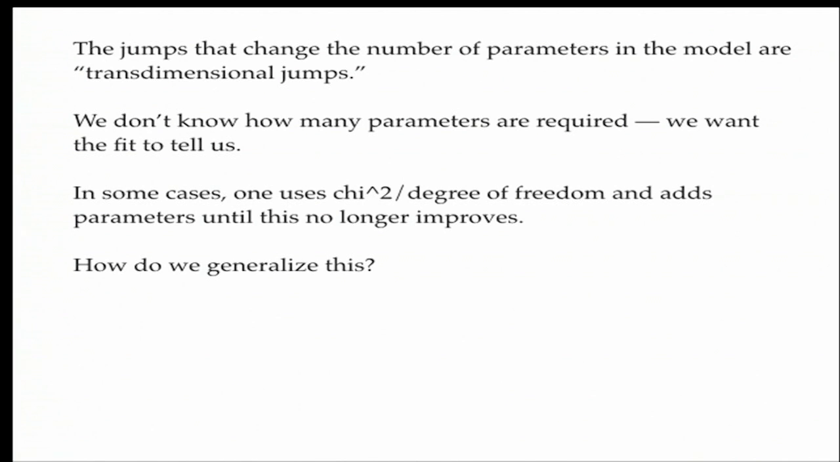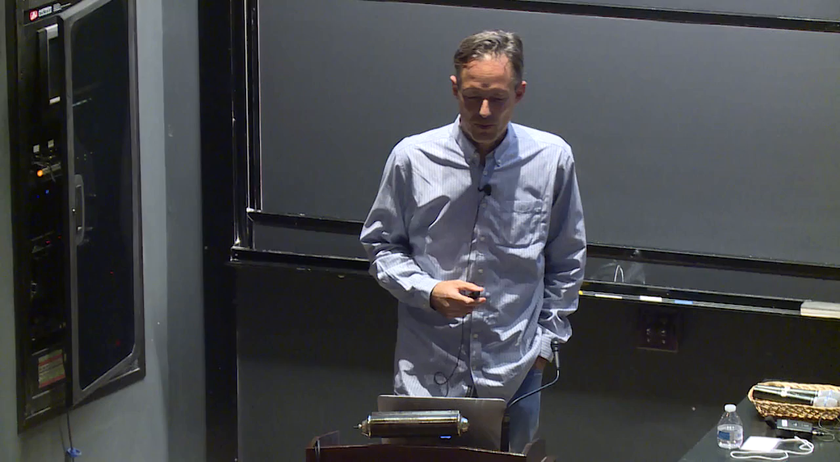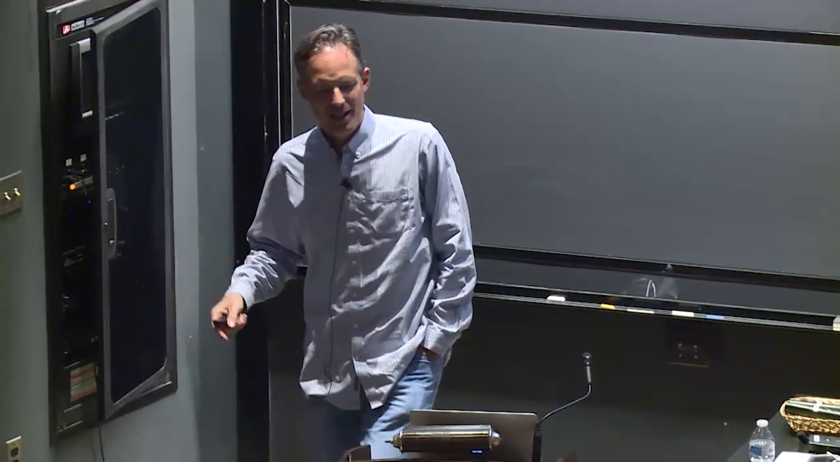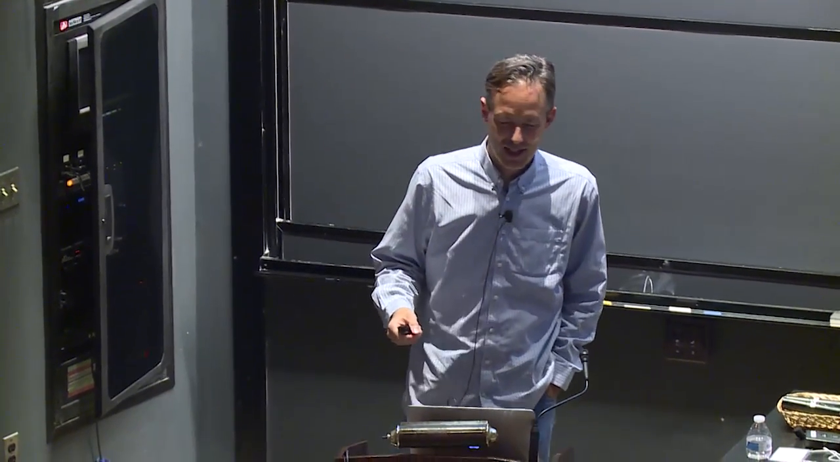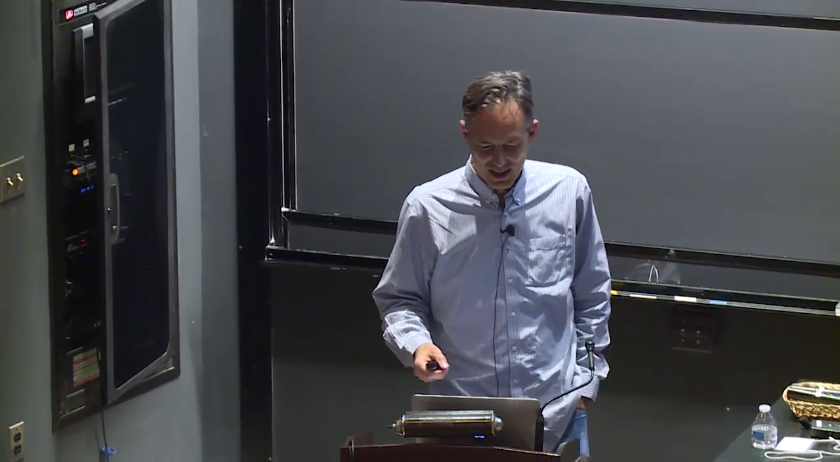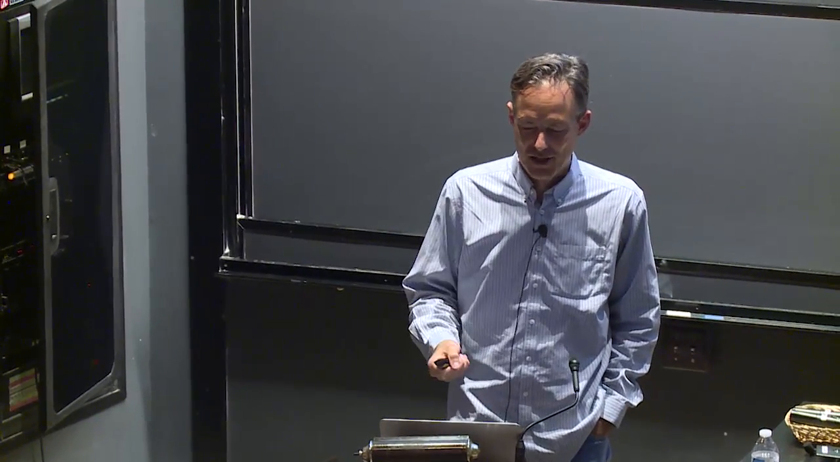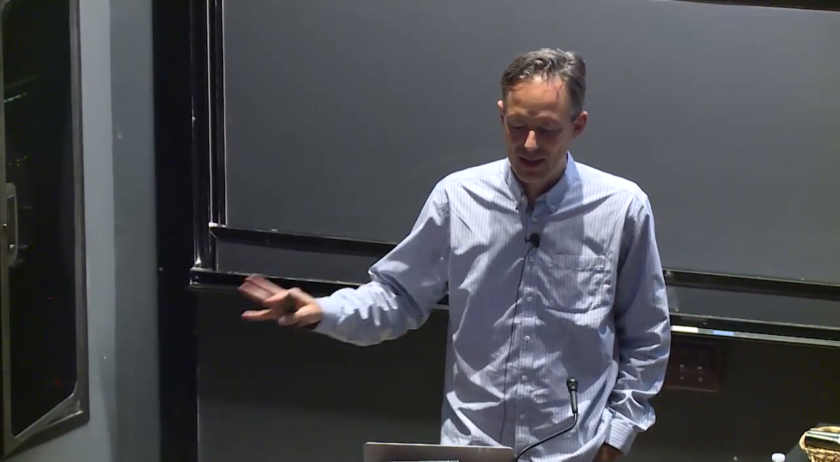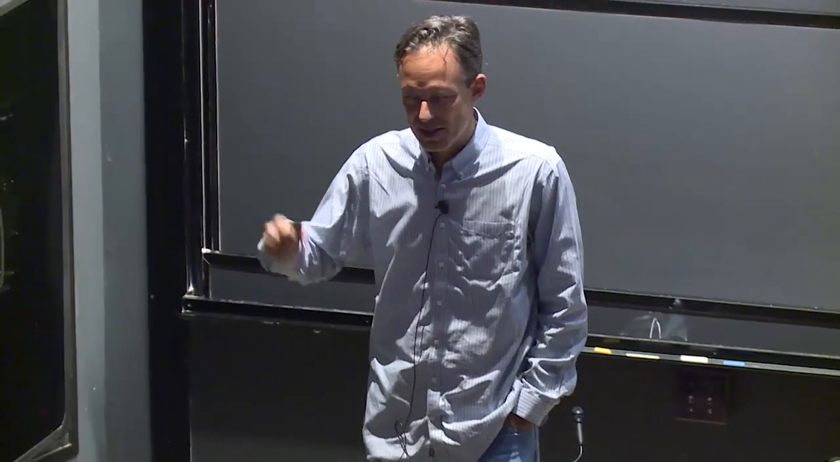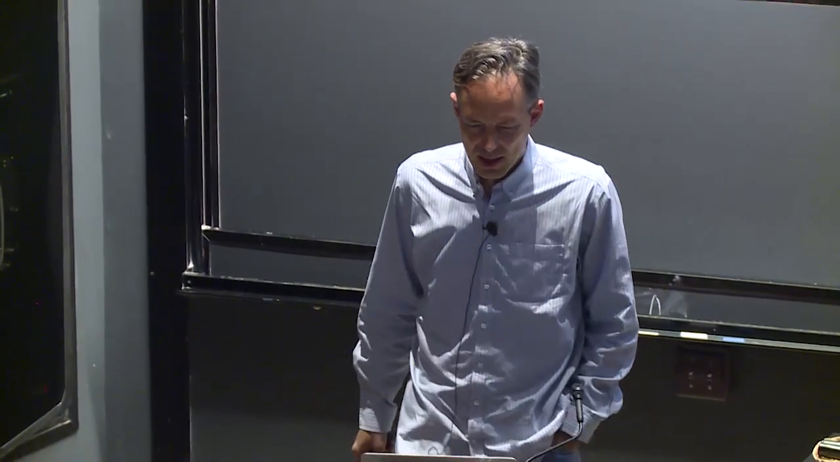Now, if I go back 20 years to some simpler problems we were doing in grad school, what one would do is add degrees of freedom until chi-squared per degree of freedom stops getting better, and then quit. That's not a good procedure in general, but there's some intuition about that that's actually not crazy. You want some penalty for adding new parameters, and you have to make sure you do that right. So how do we generalize this?